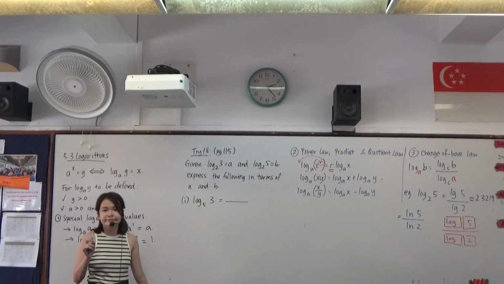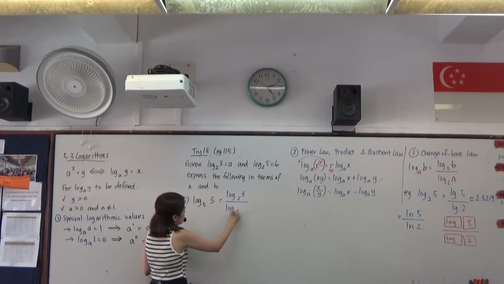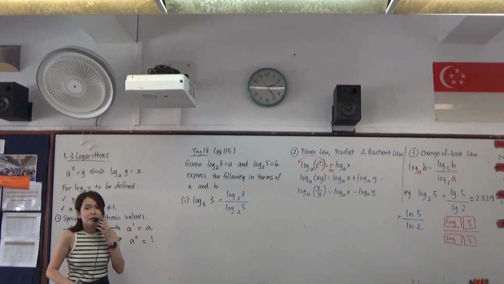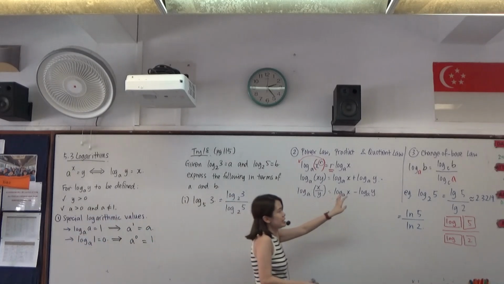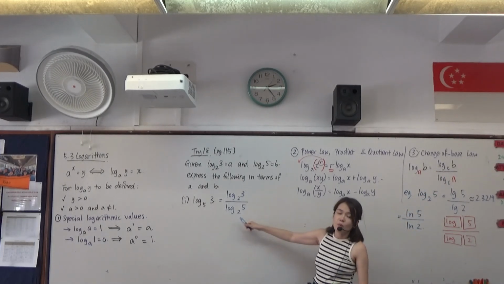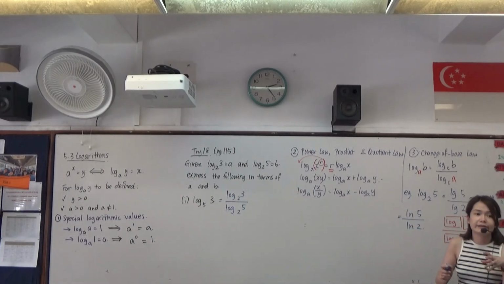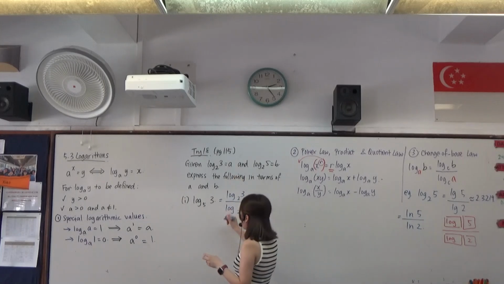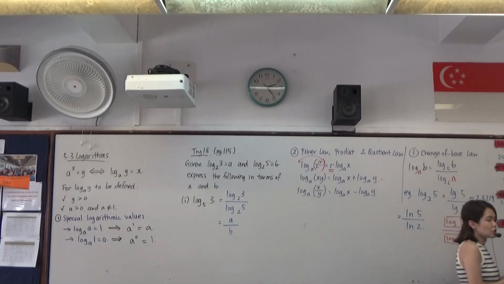Anybody want to try? Log 3 base 2 over log 5 base 2. So I have changed from an original base of 5, based on my change of base law, to a base of 2. Why did I choose a base of 2? Because the question gave it to me in a base of 2, and I want it expressed in A and B in the end. So log 3 base 2 is A, log 5 base 2 is B. So log 3 base 5 is A over B.